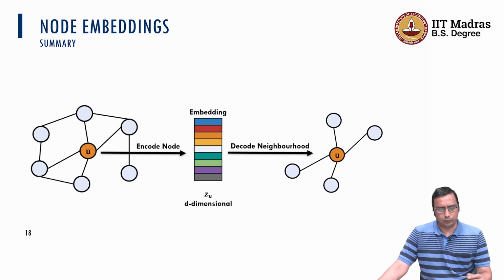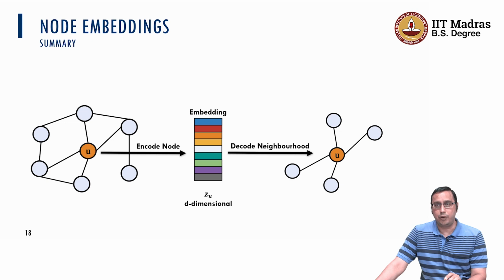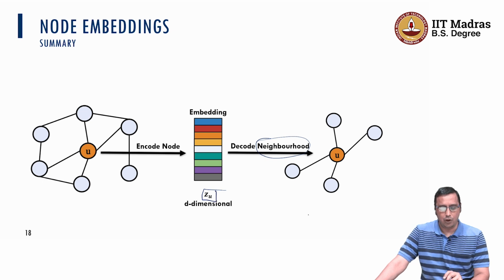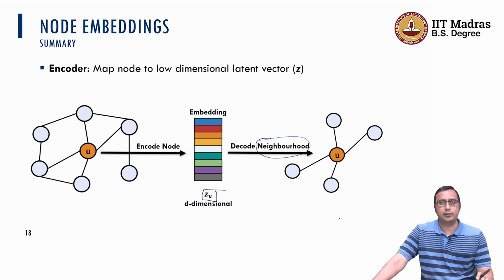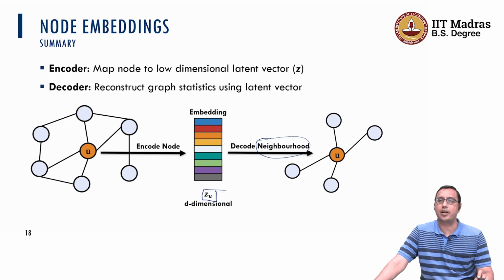When I achieve that, I will have an encoding for the node u, and decoding of the node u with respect to some kind of similarity based on local neighborhood relationships. And what I will learn is this z of u, which is the embedding of node u. So the encoder function maps a node to the lower dimensional vector z, and the decoder reconstructs graph statistics or a similarity measure using the latent vector.